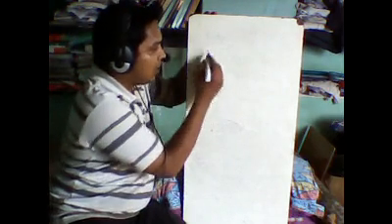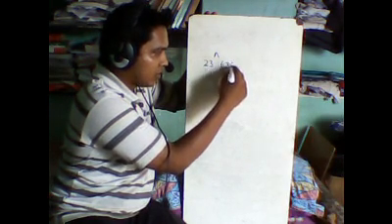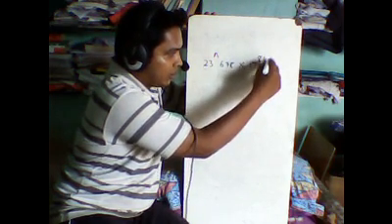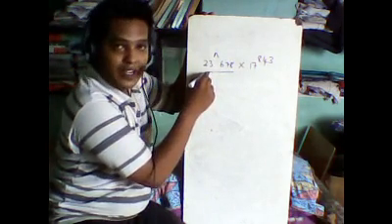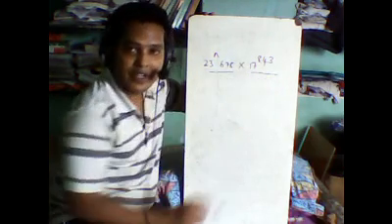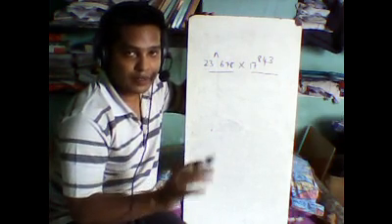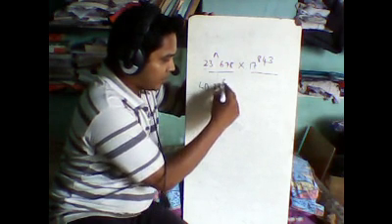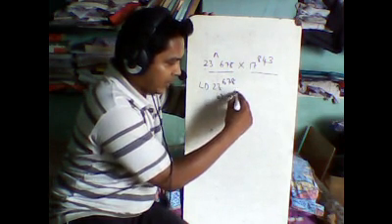What is the last digit of 23 to the power of 678 into 17 to the power of 843? We solve this by finding the last digit of 23 to the power of 678 and multiplying it with the last digit of 17 to the power of 843. Let us first find the last digit of 23 to the power of 678. The last digit of 23 to the power of 678 is the same as the last digit of 3 to the power of 678.